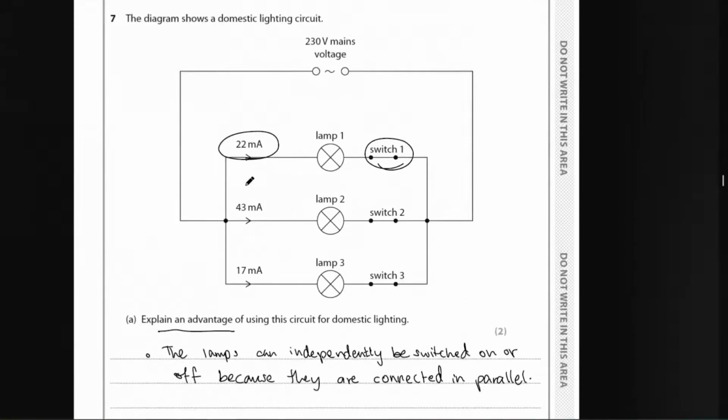Question number 2. Show that the lamp 1 has a power of about 5 watts. So what is power? How do we calculate power? Power is equal to, in this context, voltage times current. But generally, power is the rate of doing work. So do we know the voltage of lamp 1? We know the current we just saw. What is the voltage across lamp 1?